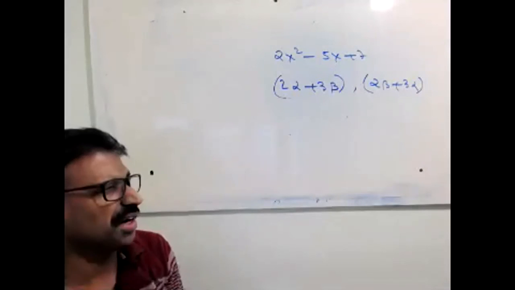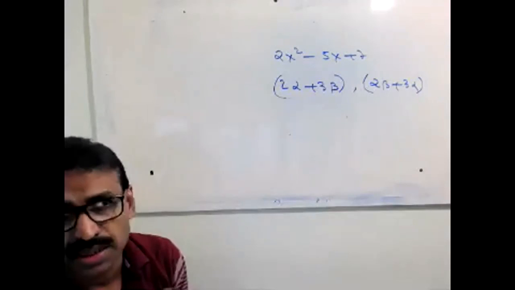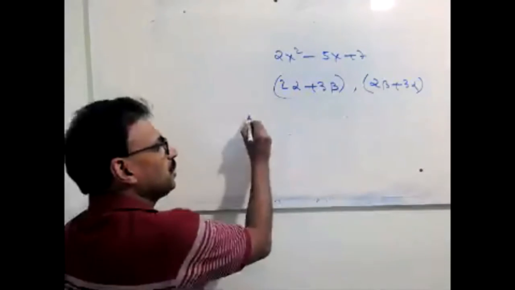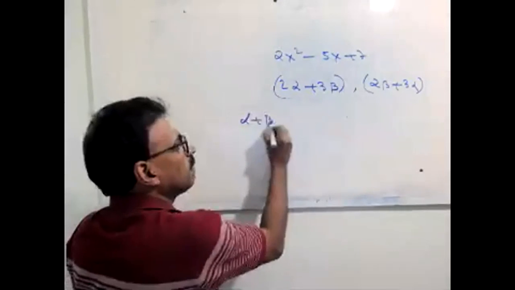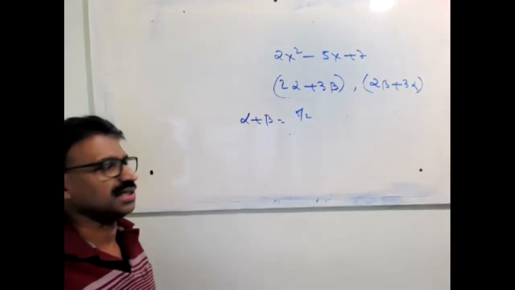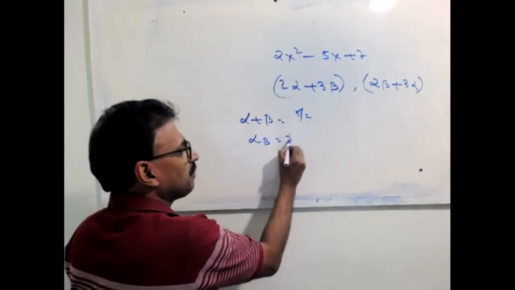Other method very quite difficult for you. We have to multiply and all. Aksha, then leave it this for time being. We can do it. Okay, there is no problem. Look at here. I'll show you the method. But coming test, I don't think. Alpha plus beta 5 by 2. Alpha beta 7 by 2.